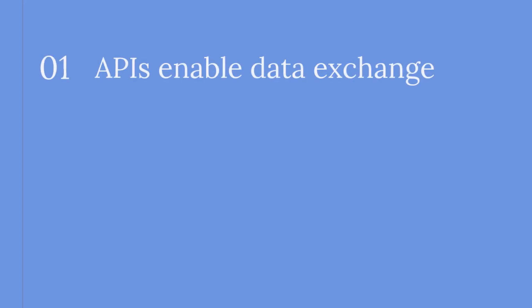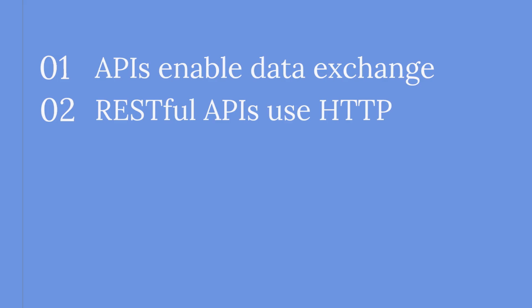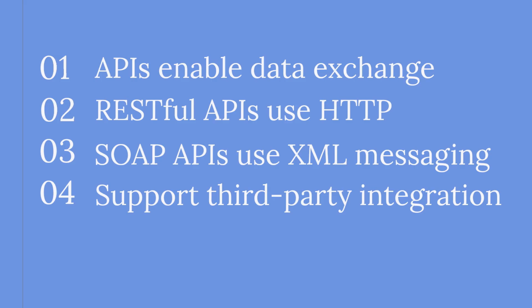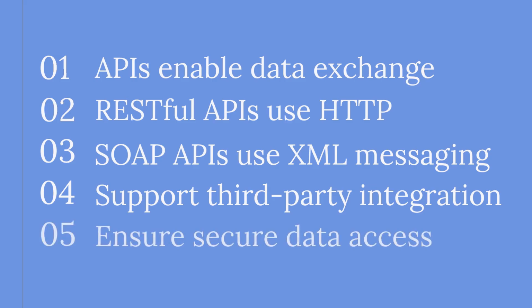APIs enable software applications to communicate and exchange data. RESTful APIs use HTTP requests, while SOAP APIs use XML messaging. They support integration of third-party services. APIs ensure secure data access, but depend on performance and reliability. They're crucial for real-time data exchange.